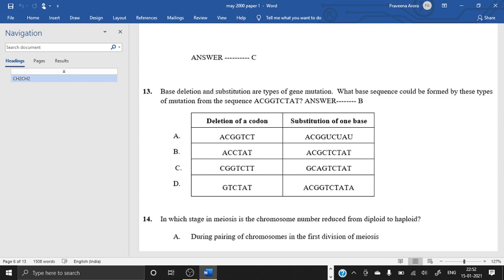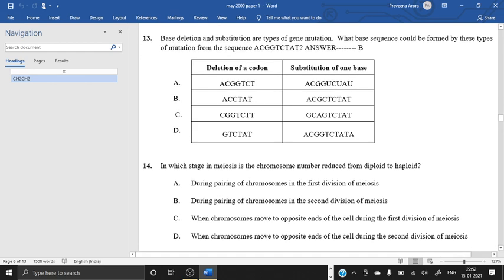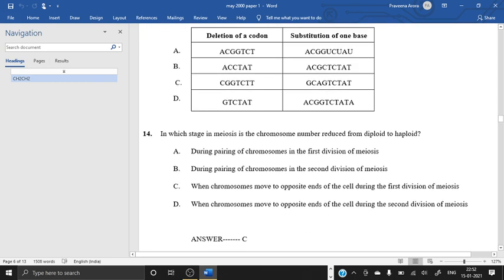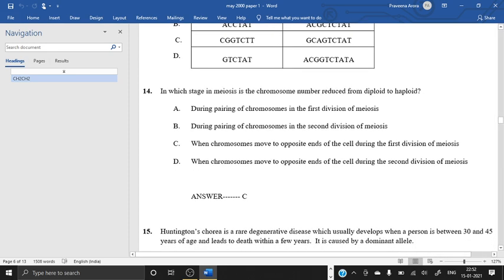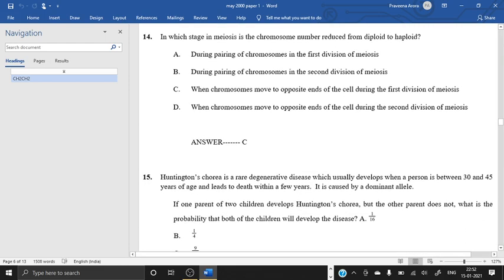Question number 13. It has been given that base deletion and substitution are types of gene mutation. What base sequence could be formed by these types of mutation from the sequence ACGGT? Answer is B. Then is question number 14. In which stage in meiosis is the chromosome number reduced from diploid to haploid? That is answer C, when chromosomes move to opposite ends of the cell during the first division of meiosis.